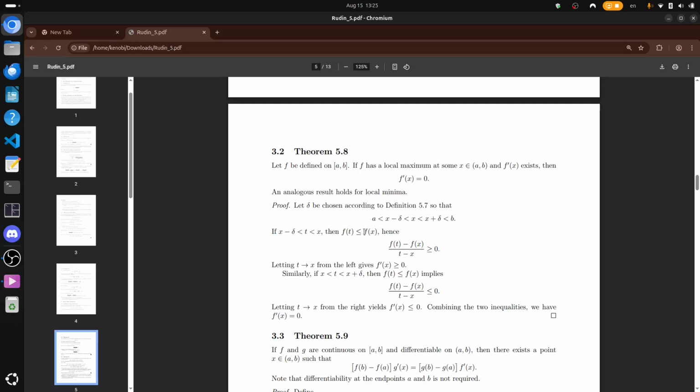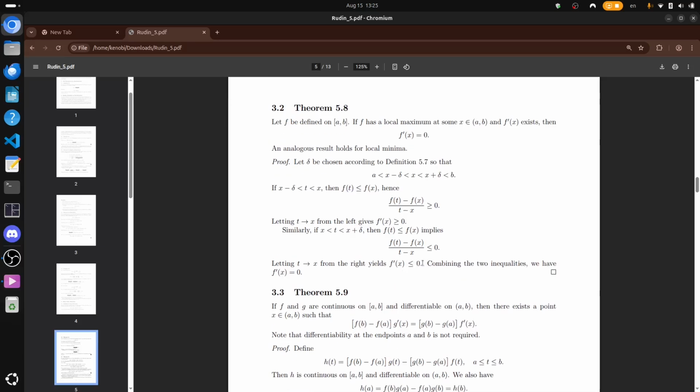So f of t is less than or equal to f of x for this point. That means this is greater than 0, and that means this is less than or equal to 0 for this interval when f of t is less than or equal to f of x. That means when we combine the two inequalities, we have f prime of x equals 0.